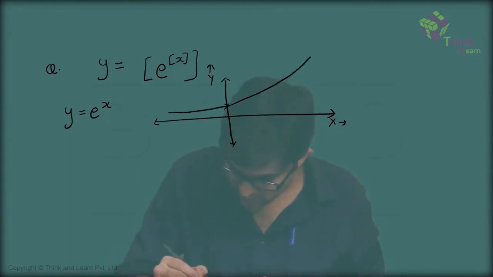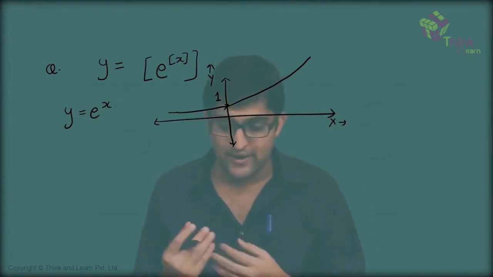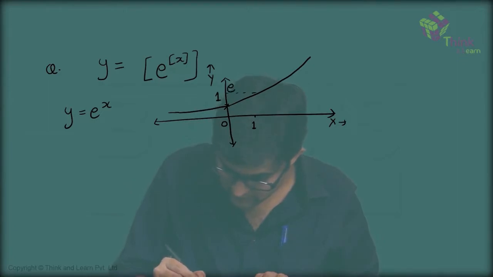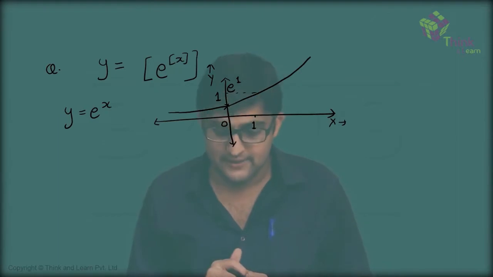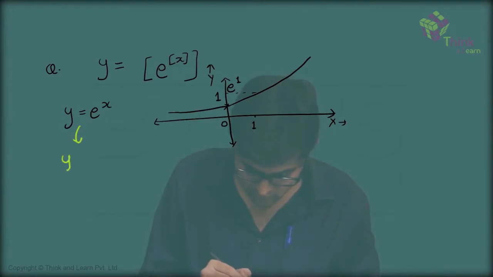And this point will be your 1, correct? This point will be your 1. At 0, it will touch at 1. At 1, the point will be e raised to 1, and so on. What will you do next? First, do the first transformation, that is converting this into e raised to greatest integer of x.